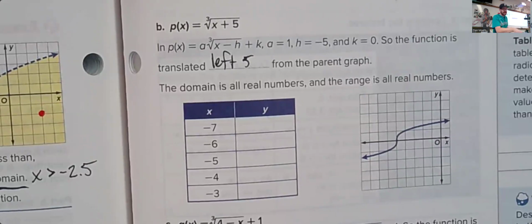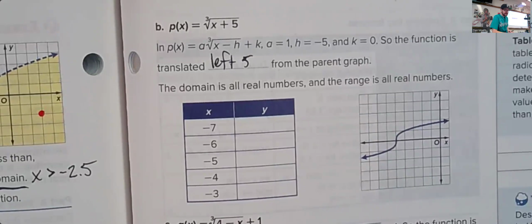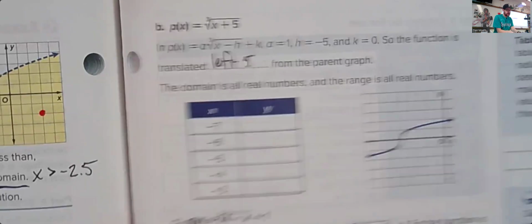All right, domain, all real numbers, range, all real numbers. By the way, that's going to be true of any cubic function. So let's get some values here.